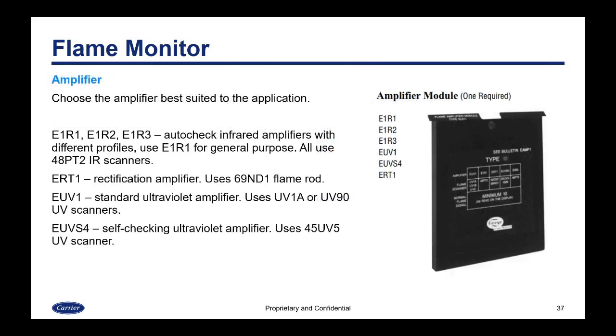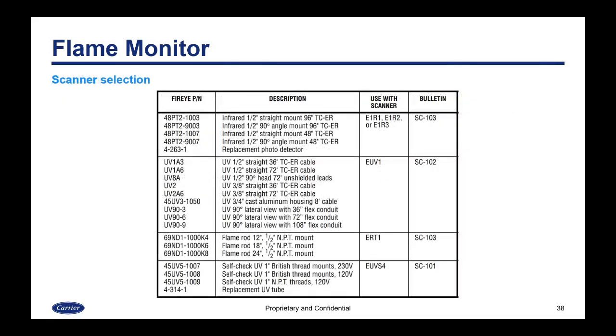There's a couple amplifier choices, and you will want to choose the one best suited to the application. So we have infrared, flame rod, and UV, and self-checking UV options. So this is just the chart, if you were to view this offline, you can get a little more detail. This and all the information for the flame safeguards also comes from the bulletins on FireEye.com for that particular flame safeguard. But this is the listing of the scanners that work with this unit.